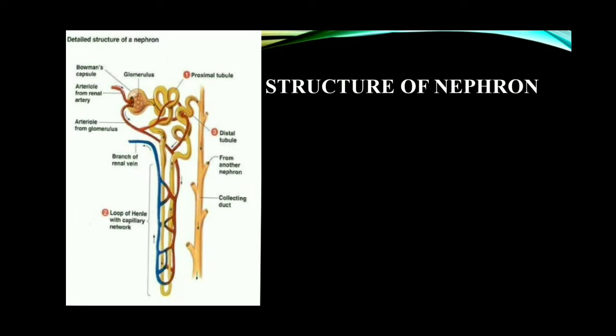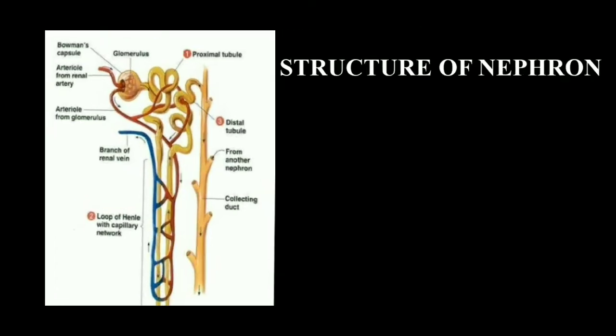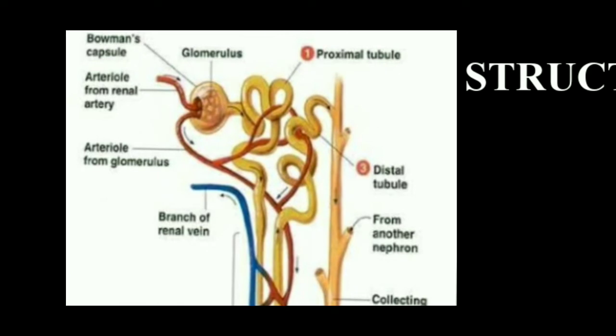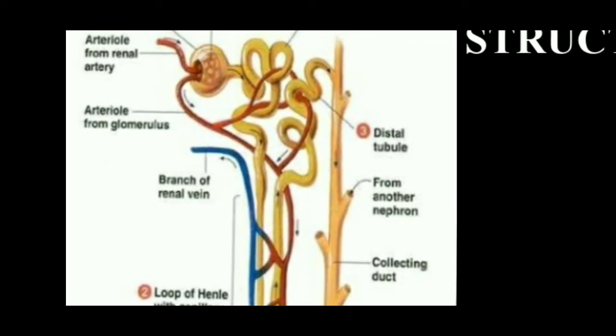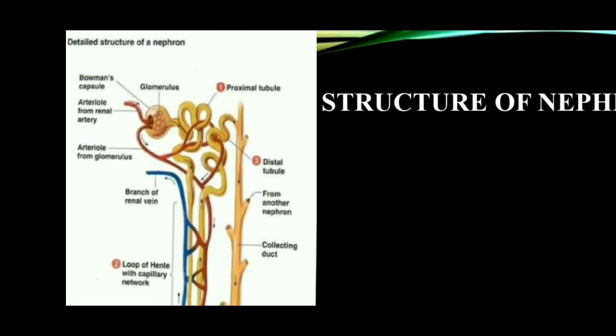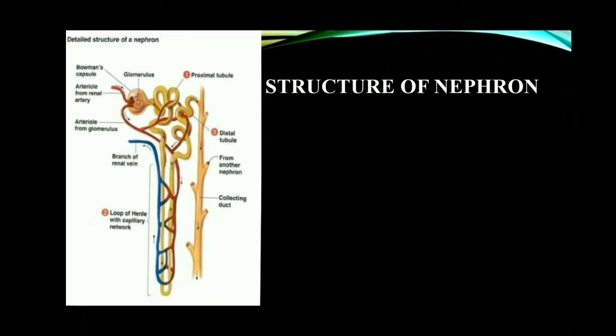Let's study the structure of nephron. This is the structure of nephron. Each nephron has mainly two parts. They are renal corpuscle and renal tubule. What is renal corpuscle? The first part of the nephron, or the upper part of the nephron, is called renal corpuscle. It is also known as Malpighian corpuscle.